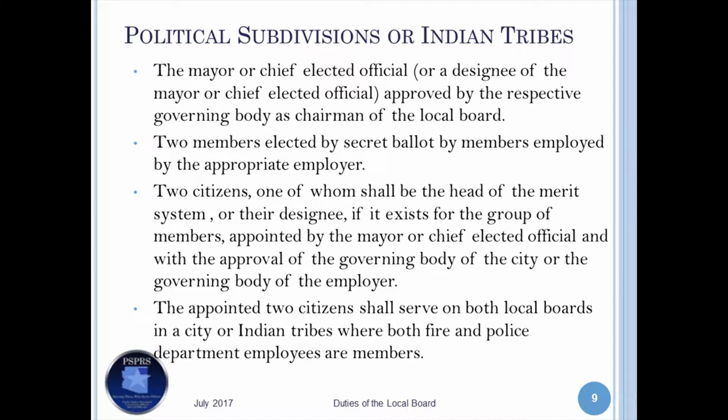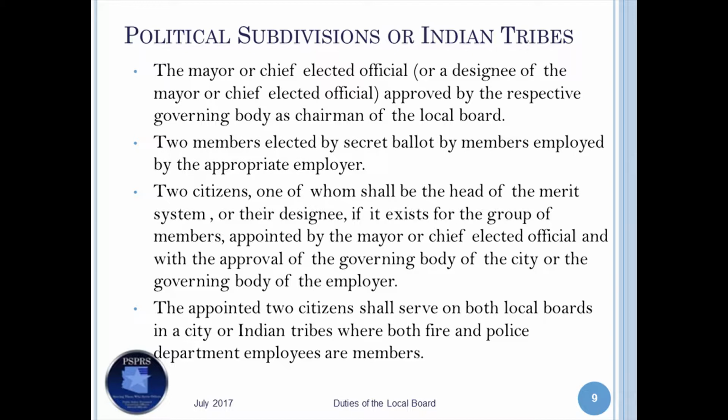Two members are elected by secret ballot that are employed by the appropriate employer. In other words, you have 2 members of the board that have a secret ballot with everybody in the organization, and they are elected for usually a 4-year term or a 2-year term, and we'll talk about how we stagger those in just a minute. Also, there are 2 citizens, one of which may be part of the merit system. They are appointed by the mayor or chief elected official, but they have to be approved by the governing board. And that's 2 individuals that are appointed by the mayor, we'll say in this case. And the 2 appointed citizens shall serve on both boards if they'd like, or the Indian community for both fire and police. So you have 1 chairman, 2 appointed by the board, and 2 elected officials from the membership. Is that clear? Now that's how the board should be established.